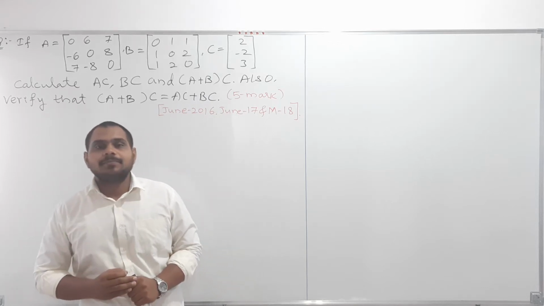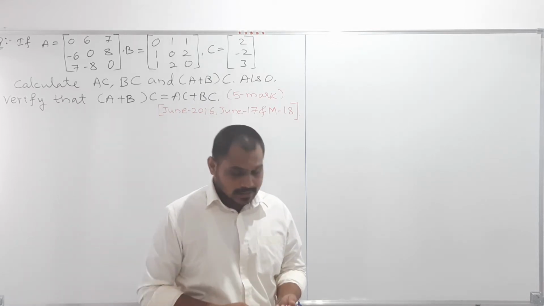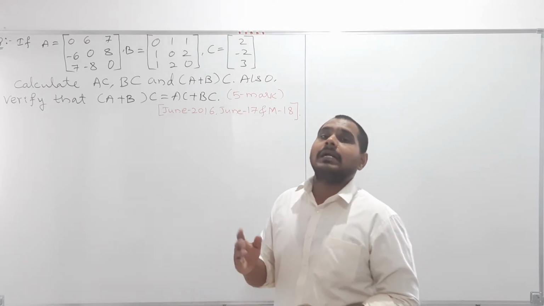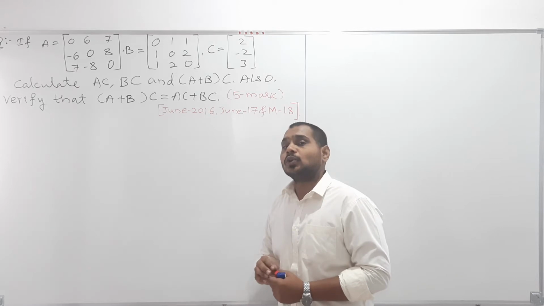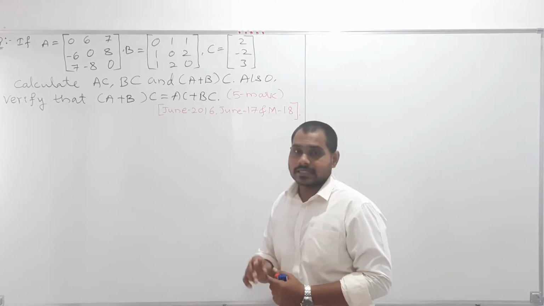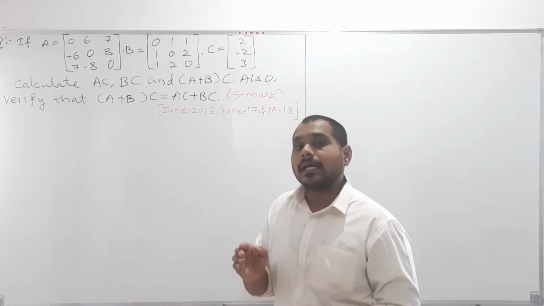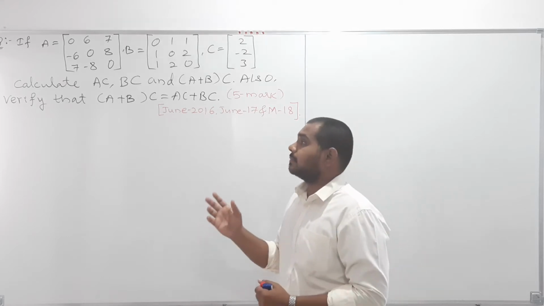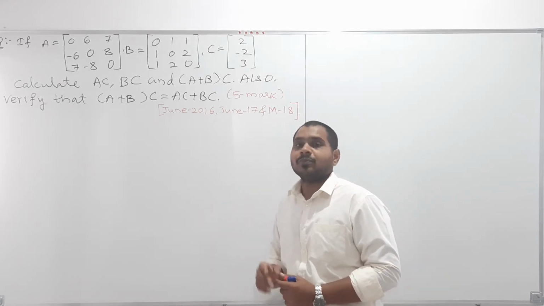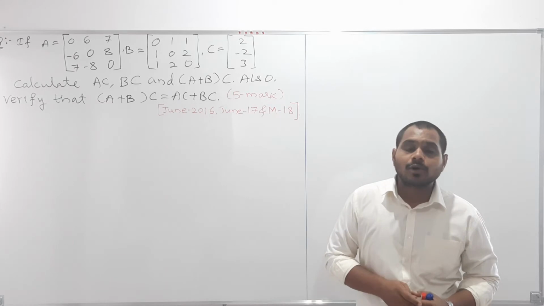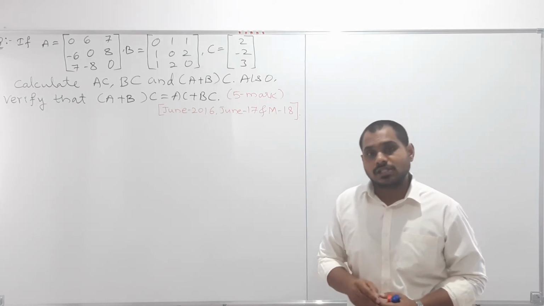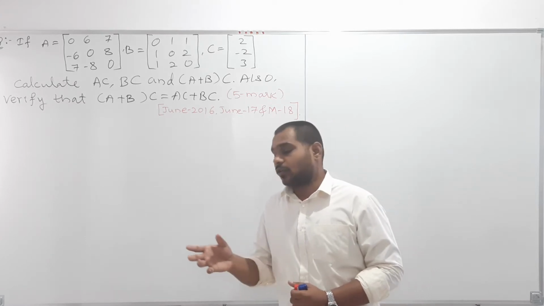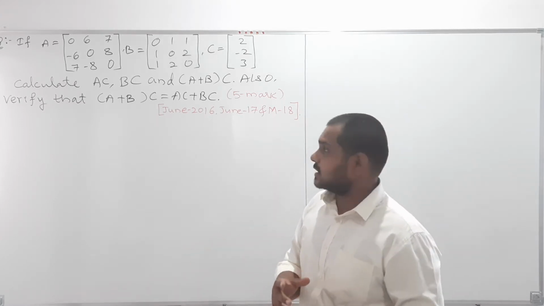Hi my dear students, in the previous videos we discussed some properties of multiplication and how to multiply two matrices. I also discussed some examples based on those properties. We discussed the non-commutative property, the associative law, and the existence of identity. All those properties we discussed in the previous videos.